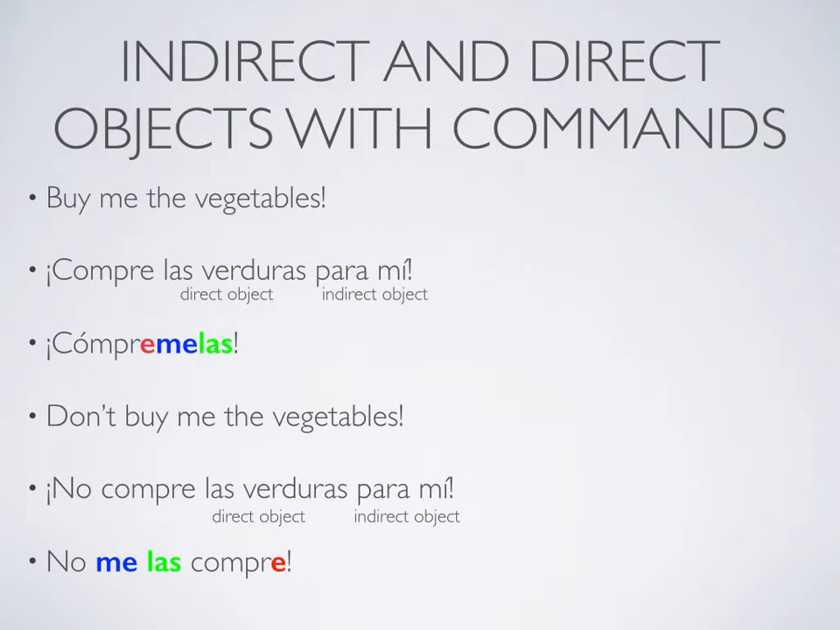And if it's a negative command, don't buy me the vegetables, you are going to put the direct object and the indirect object before the verb and after the no. So you have no me las compre.